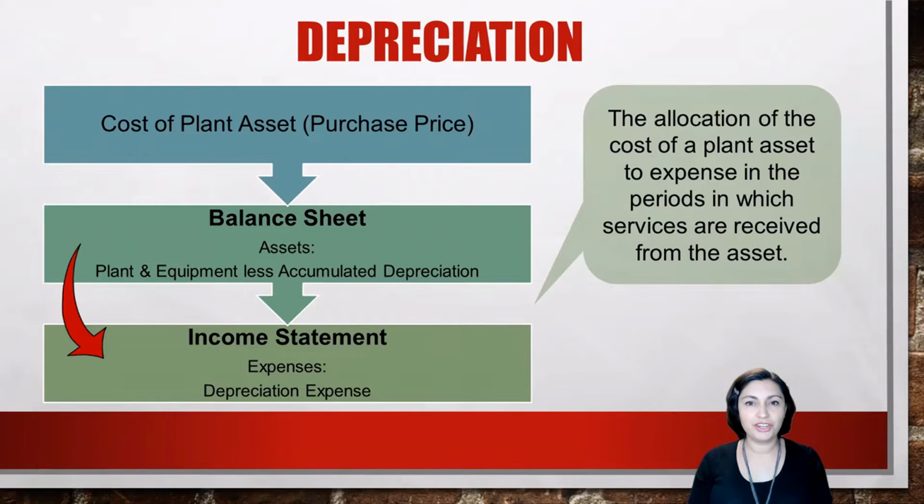Before moving to depreciation methods, let's quickly review what depreciation is and go over terminology. Depreciation is a process of cost allocation. The cost of an asset is allocated to expense over the asset's useful life in a rational and systematic manner. The unused portion of the asset's cost appears on the balance sheet. A portion of the cost is allocated to expense on the income statement each accounting period.